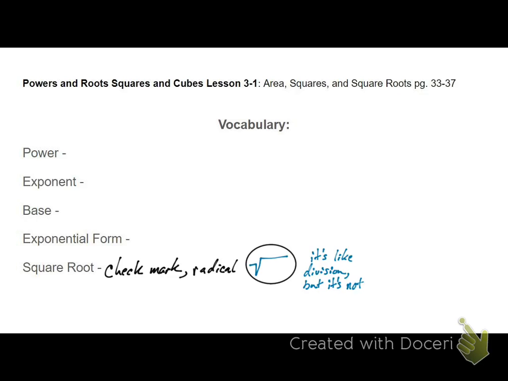How are we doing? Good. I get a lot of goods and a lot of quiets. I don't understand that one. You did not understand that one.